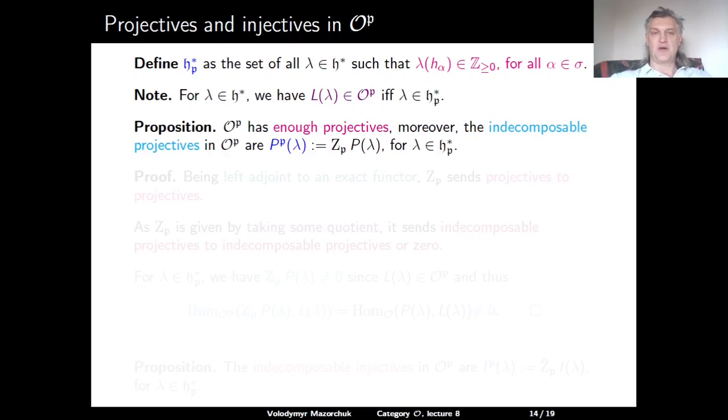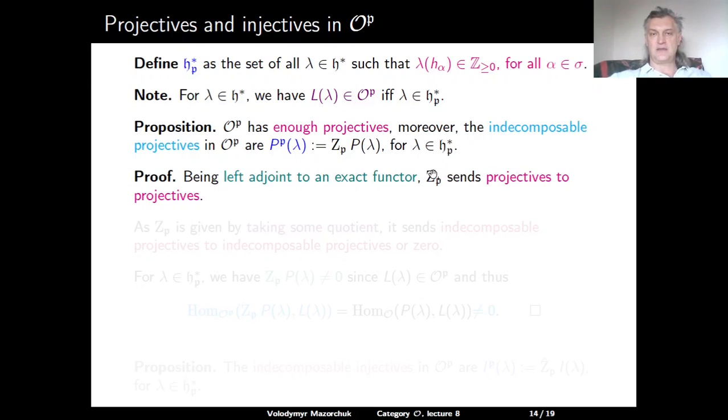Now we claim that the parabolic category OP has enough projectives. Moreover, we can be very concrete and say that for an element lambda in HP star, the corresponding projective module PP of lambda in OP is equal to the image under the Zuckerman functor ZP of the indecomposable projective module P lambda in category O. And the proof is as follows.